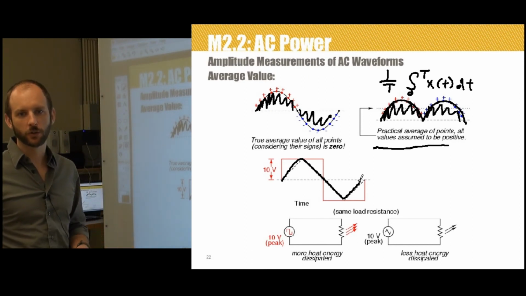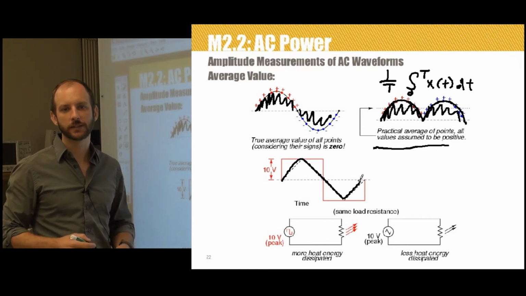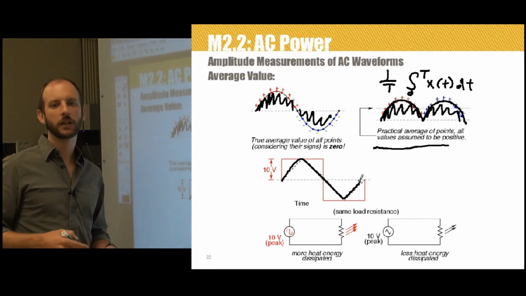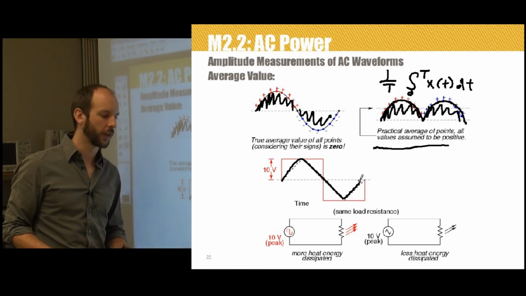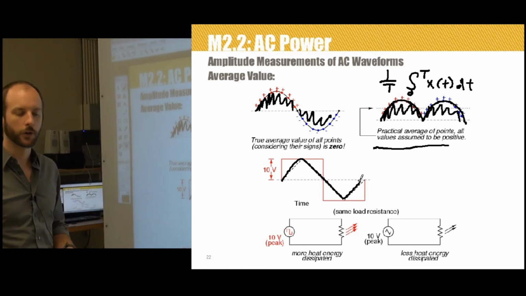So what is an engineer to do? Clearly we need a measurement that allows us to easily compare between DC and sinusoidal sources of varying wave shapes in a meaningful way, and for that we use another term called the RMS value.